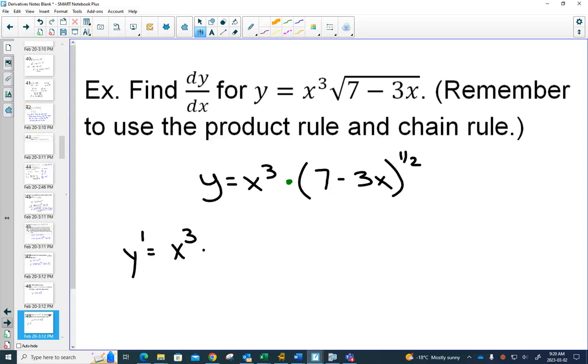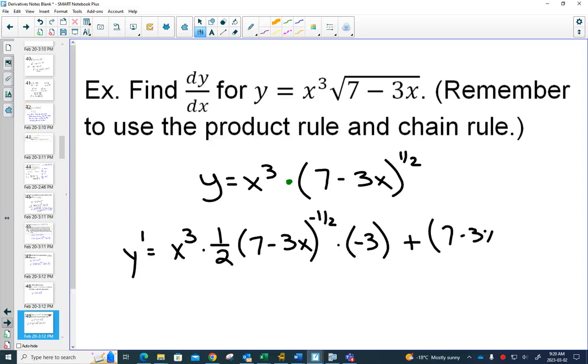Bring the 1/2 in front. Subtract 1 from the exponent. Multiply by the derivative of the inside function. So my brain just went through the chain rule steps, and now I have to take a step back and say, where was I in the product rule? In the product rule, I had kept the first one the same, did the derivative of the second one, so now I have to add, keep the second one the same, multiply by the derivative of the first one.